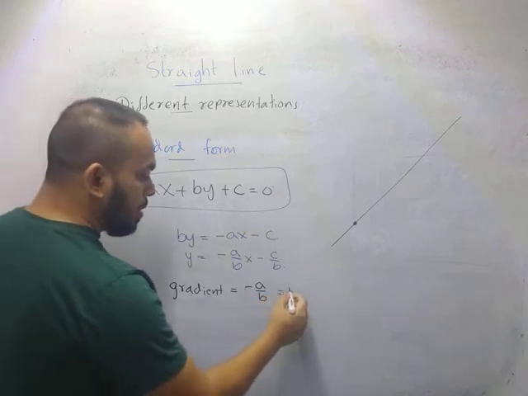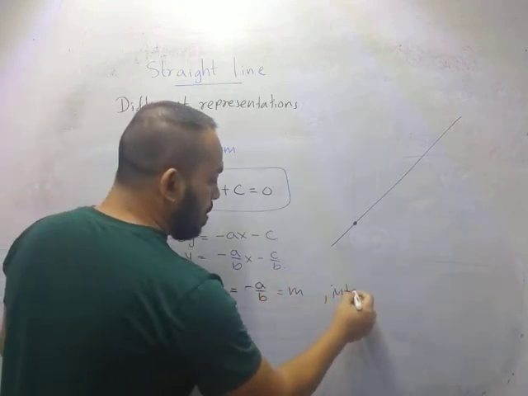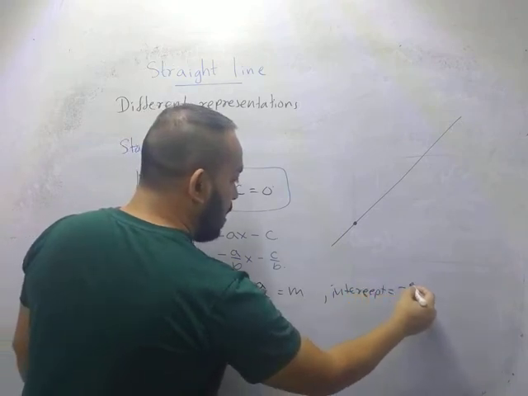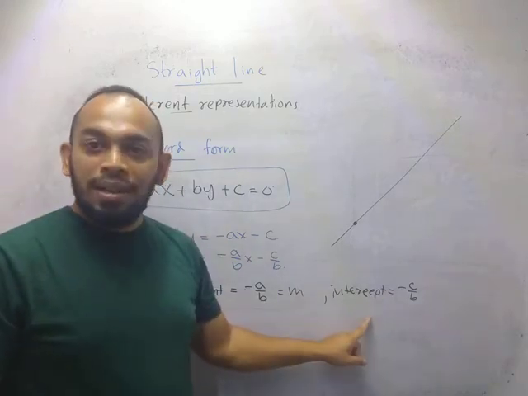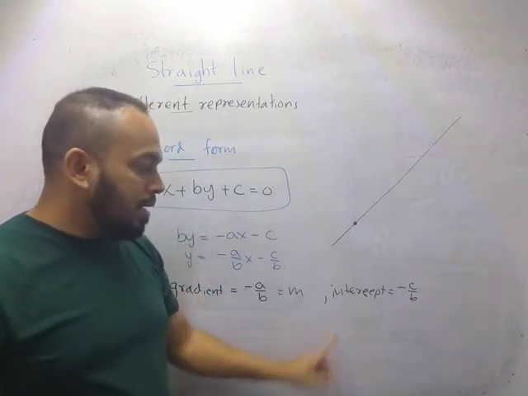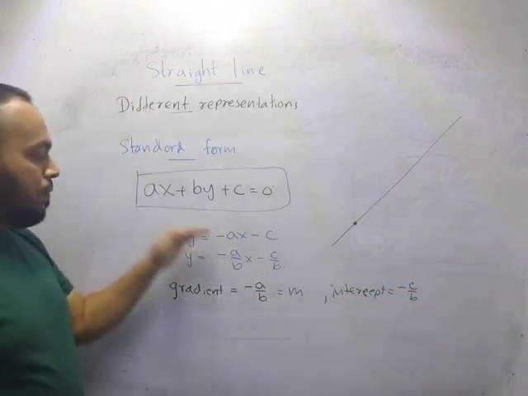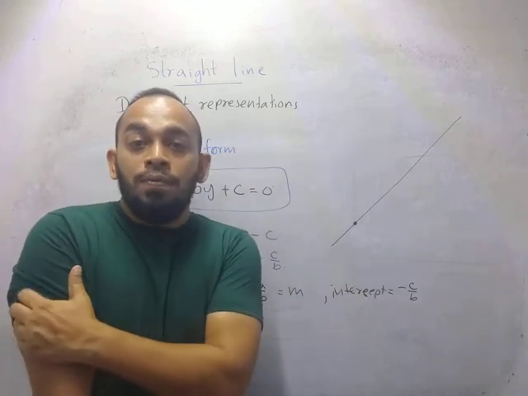Gradient, this is actually a. And the intercept is this. Intercept is minus c over b. Now, I'm not going to write c here for the intercept, because then you will confuse that c with this one. They are two totally different things. So this is how you obtain the gradient from the standard form of a line.